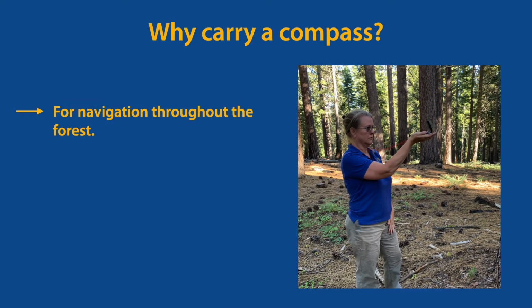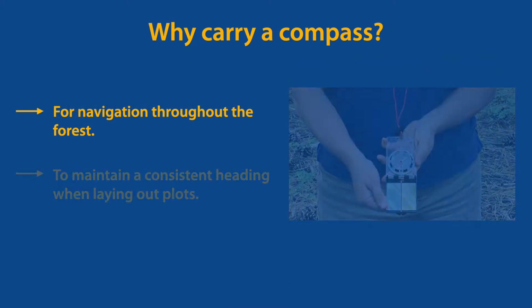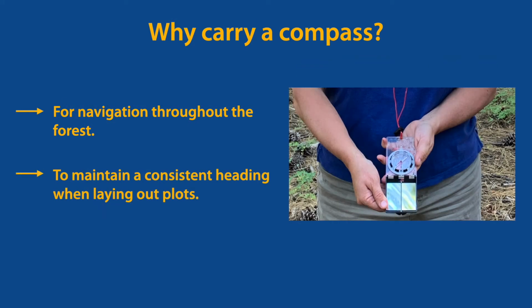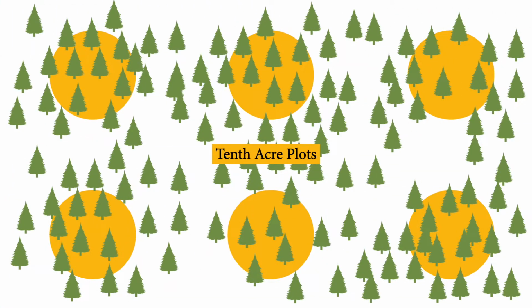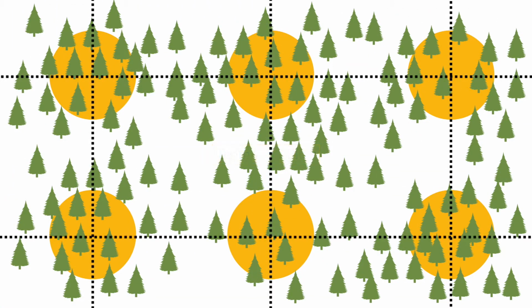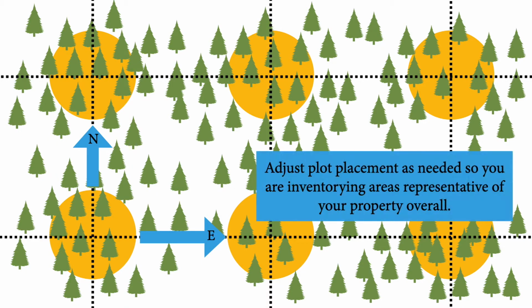A good compass is helpful for navigation and maintaining a heading when laying out plots. Plots should be set up on a grid or consistent directional heading across your property. The layout should place plots in areas that most represent the trees and fuels in your forest.